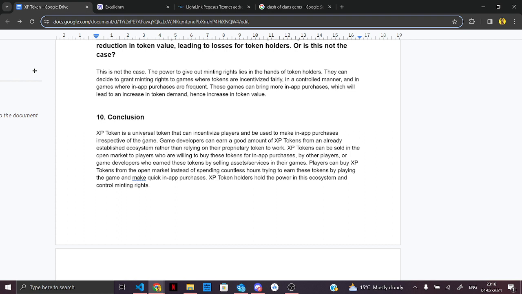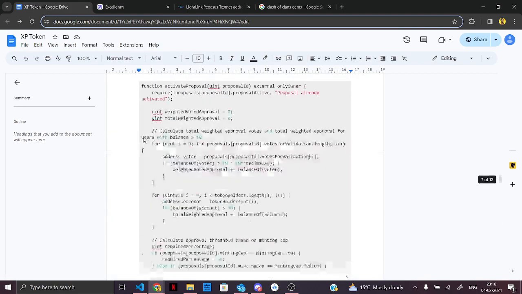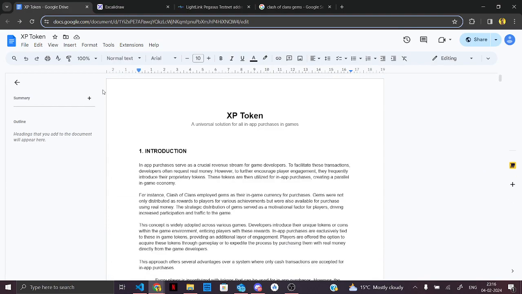And finally, XP token holders own the power in the ecosystem and control minting rights. For me, this is a very democratic system, as democratic as it can be, and it introduces not only benefit to society, but a token which doesn't have any speculative value, but a value tied with some service, with some utility. So that's why I think this token is something really good and something which should exist for the gaming ecosystem. Thank you.